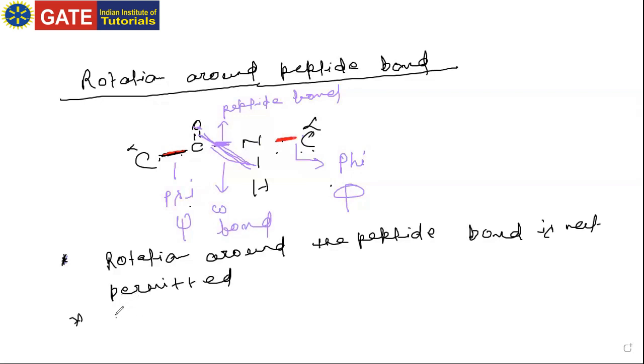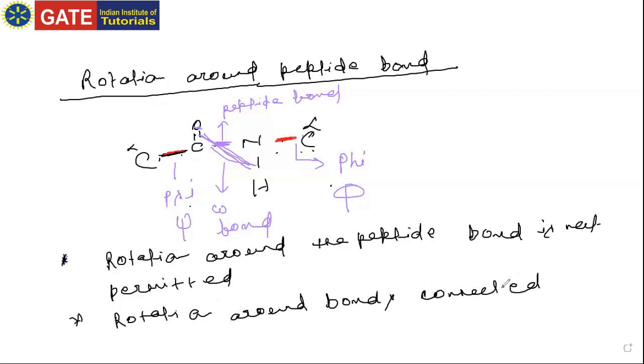You can write the next point: rotation around bonds connected to the alpha carbon is permitted.